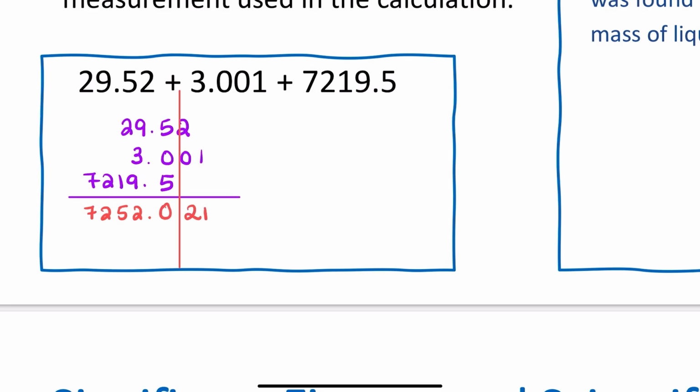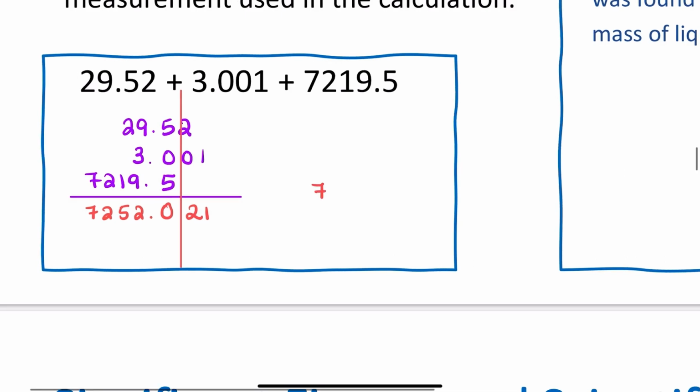My least precise number was 7,219.5. Therefore, I had to stop my number at the first decimal place. And I can see that pretty clearly because I've drawn on the slide where the number would end. So my final answer here would be 7252.0.